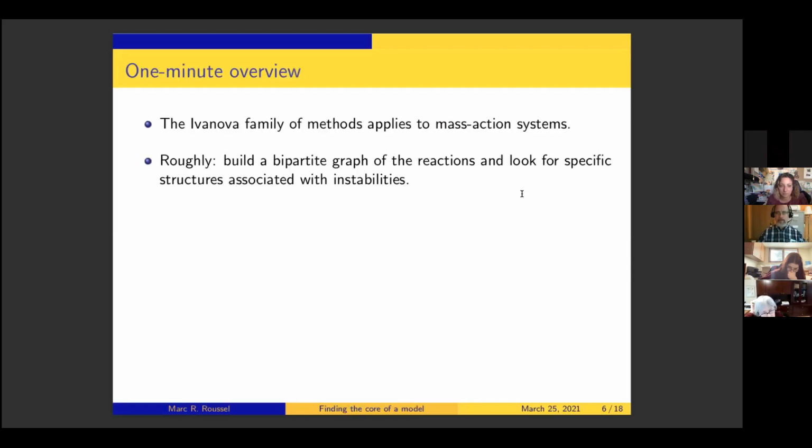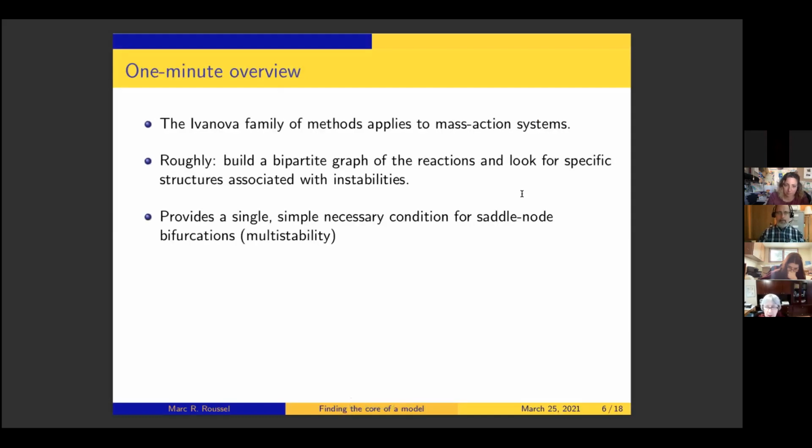So roughly speaking, what we're going to do is build a bipartite graph, and I'll explain in a couple minutes what that is. But a bipartite graph that represents the reactions in the system, and we're going to look for specific structures that turn out to be associated with instabilities. What we'll get out of that is a fairly surprisingly simple necessary condition for saddle node bifurcations.